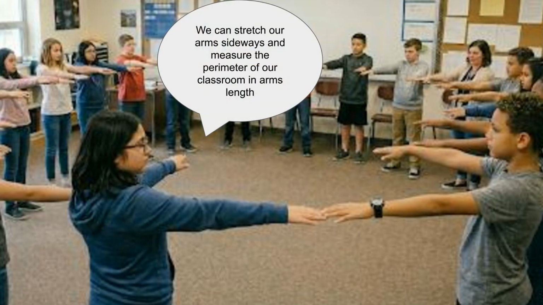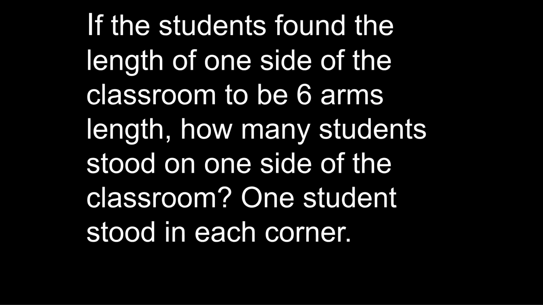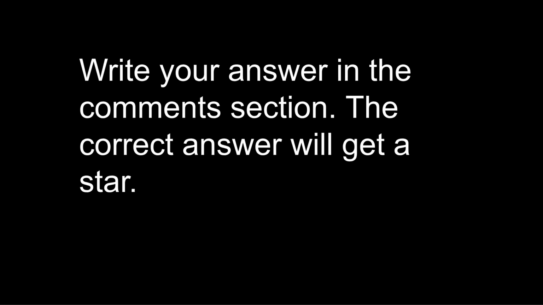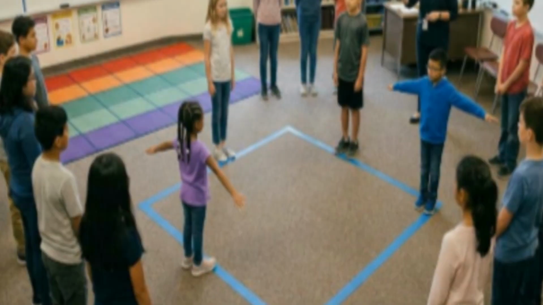To explore perimeter physically, we can stretch our arms sideways and measure the perimeter of our classroom in arm lengths. If one side of the classroom measures 6 arm lengths, and 1 student stood in each corner, how many students stood on one side of the classroom? Write your answer in the comments section. The correct answer will receive recognition.